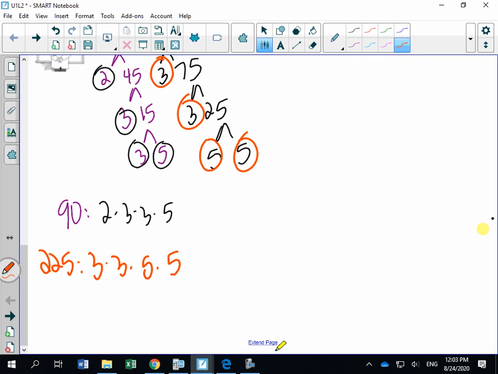So what that means is I want you to circle all the numbers that are common to both. So for example, I can't circle a 2 because there's not a 2 here. But look at this, I could circle these 2 3s, right?